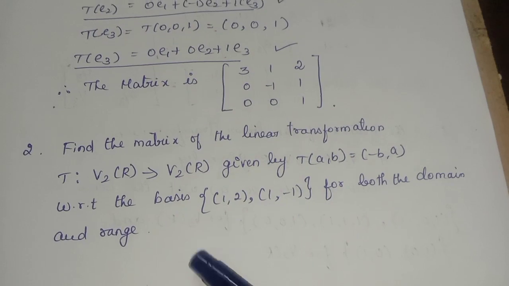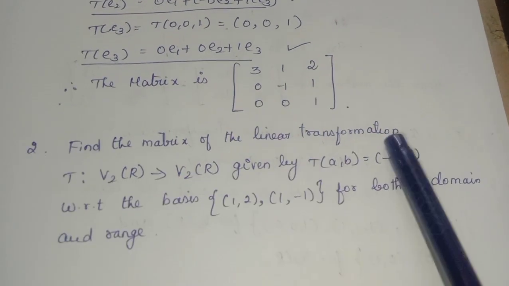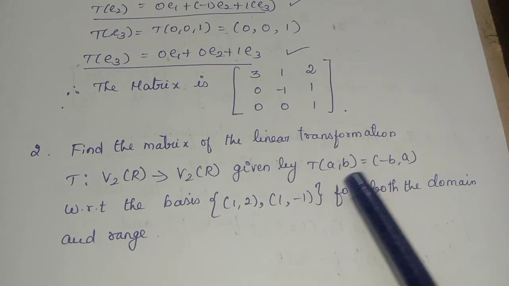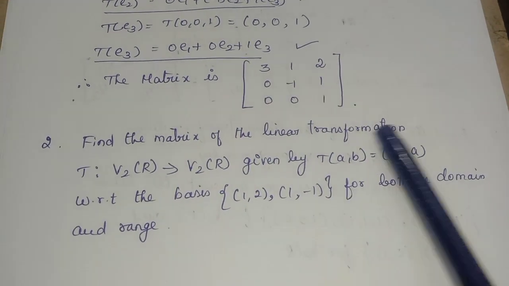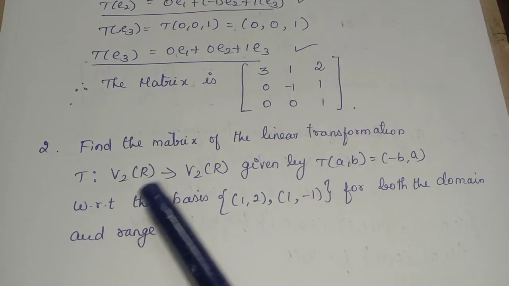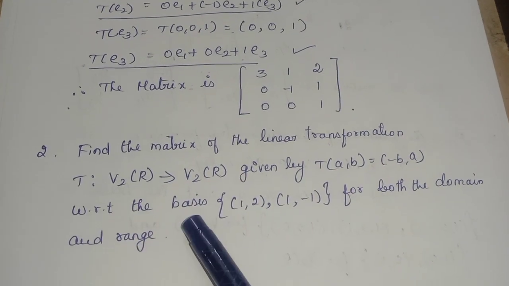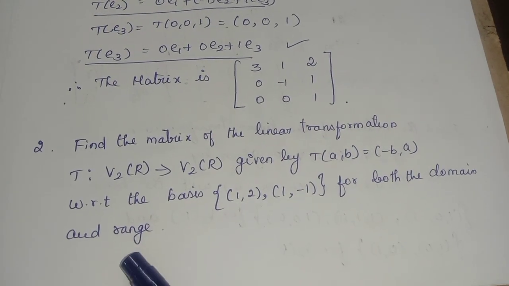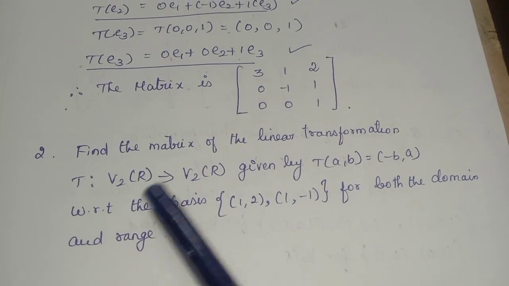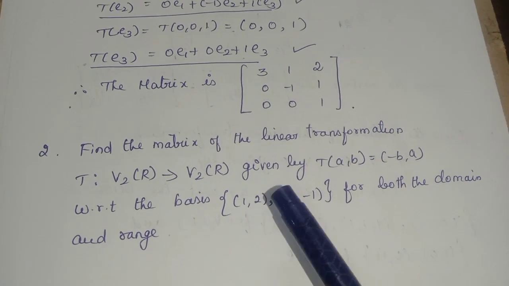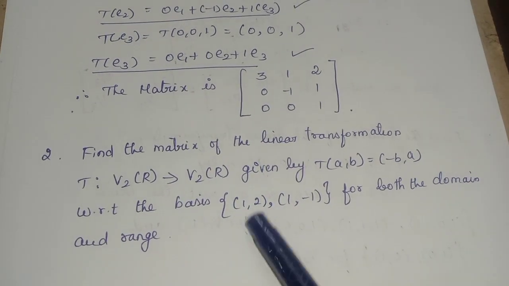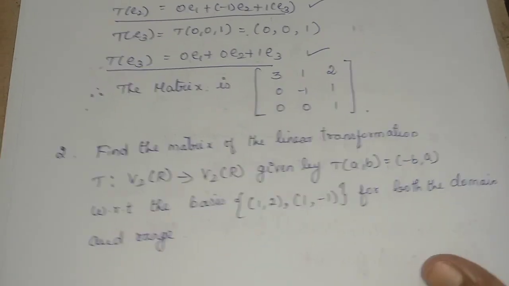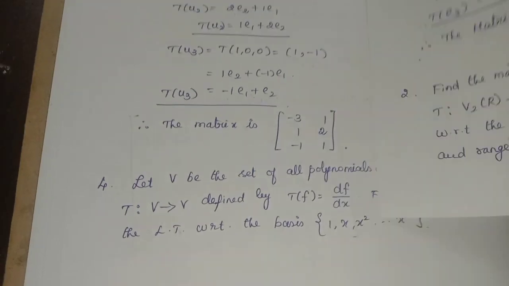Then the second problem: find the matrix of the linear transformation T from V2 of R to V2 of R given by T of (A, B) equals (minus B, A). So this is the linear transformation. What is our space? V2 of R to V2 of R with respect to the basis (1, 2), (1, minus 1) for both the domain and the range. So domain and range are the same and the bases are also the same, but this is not our standard basis. What is our standard basis? (1, 0), (0, 1) is our standard basis, but this is not. But the procedure is the same.